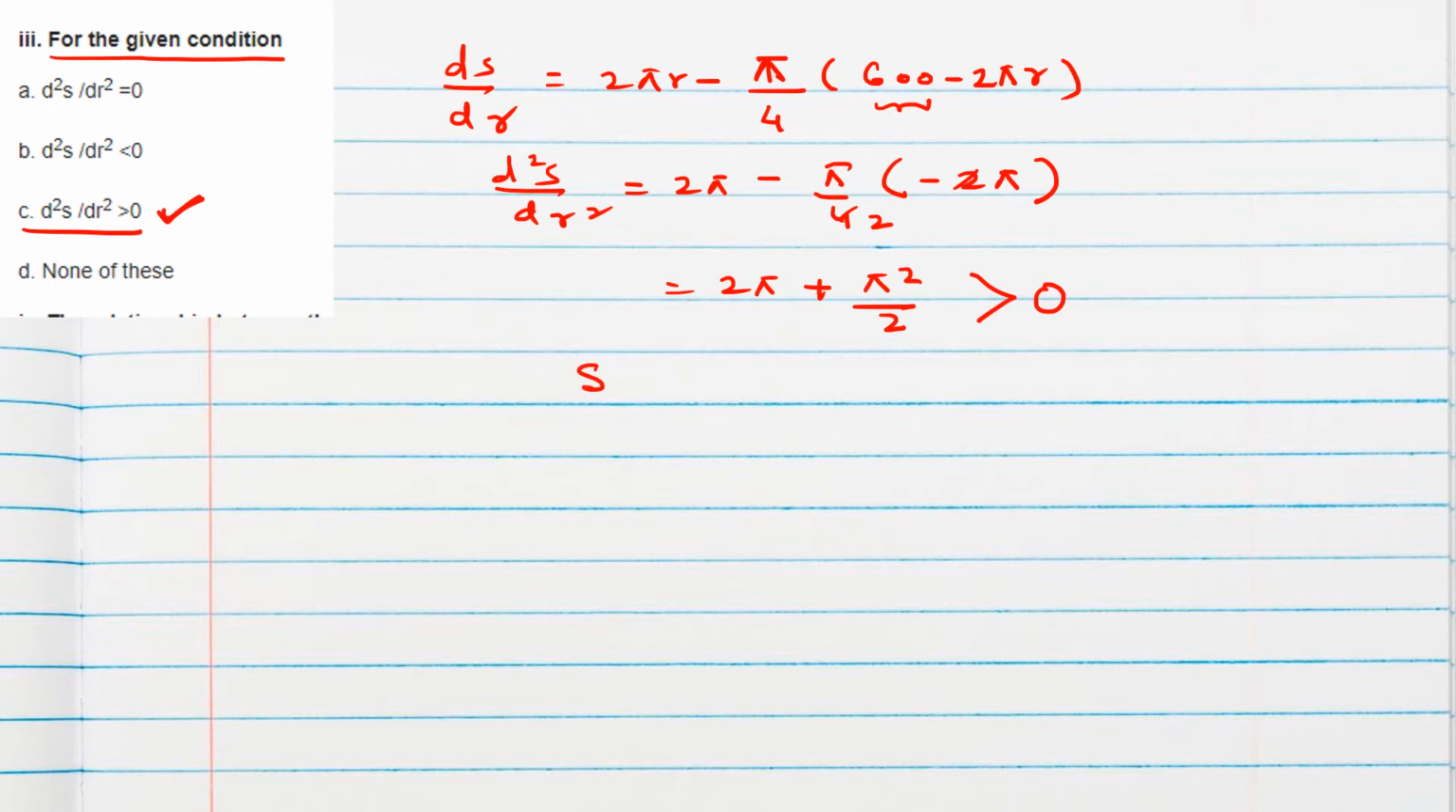That means S will be least. Area will be least at the radius, that is not asked, but we can conclude, at the radius 300 by 4 plus pi.